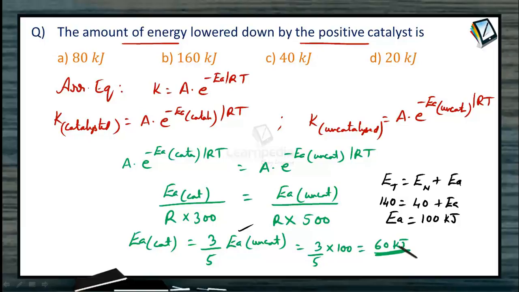And what is the 60 kilojoules? It is the activation energy of the catalyzed reaction. And what is the activation energy of the uncatalyzed reaction? It is nothing but equal to 100. So the energy lowered by catalyst, this is equal to 100 minus 60, that is equal to 40 kilojoules. So our answer is option C.